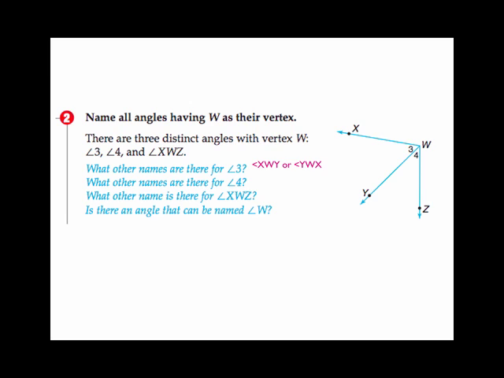What are some other names for angle 4? We have angle YWZ or angle ZWY. What are other names for the angle XWZ? There's only one. We can reverse the order that we start with, and it can be angle ZWX. Is there an angle that can be named simply angle W? No. Again, remember, if several angles all have the same vertex, we cannot simply just call an angle W.